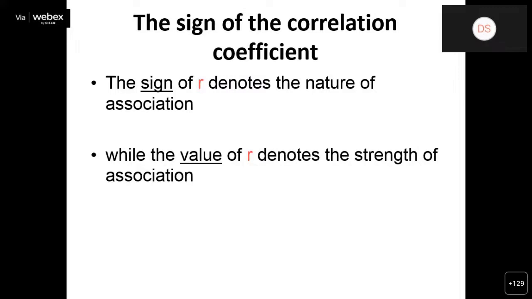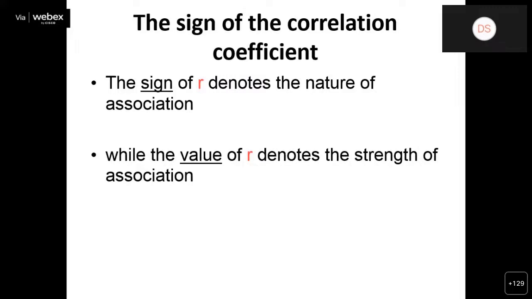For example, in the correlation analysis, when the R value is 0.9, it indicates the strength of association is very high. Whereas if the R value is 0.1, it indicates the strength of association is very, very poor. Similarly, the sign denotes the nature of the association. The R value can be either positive or negative. If the R value is positive, it indicates a positive correlation between the two variables. When the R value is negative, it indicates a negative correlation.